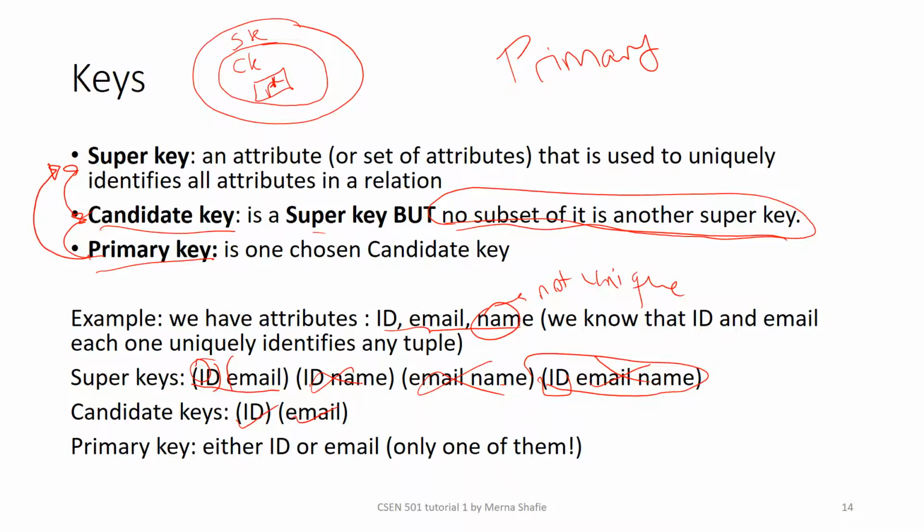As a primary key, I can choose either one of these, and as I told you, we always prefer numbers over letters. So what will I choose? I will choose the ID over the email because the ID will consist of numbers, so I will choose the ID in this case. Okay.